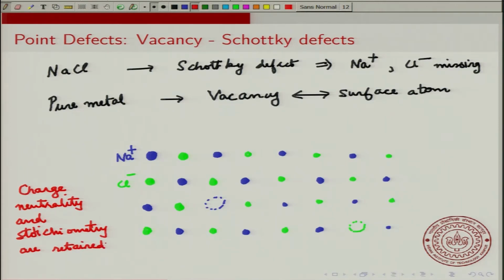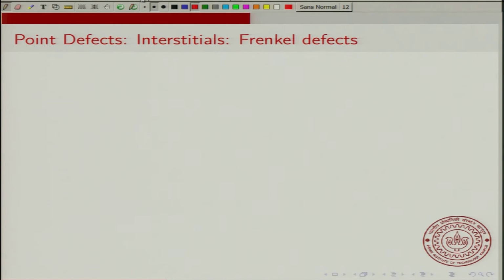These Schottky defects actually play a big role in electrical conductivity. Schottky defects are much studied when you are looking at conduction through materials. What about Frenkel defects?